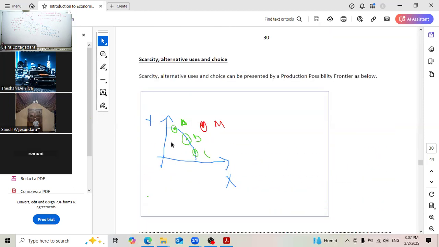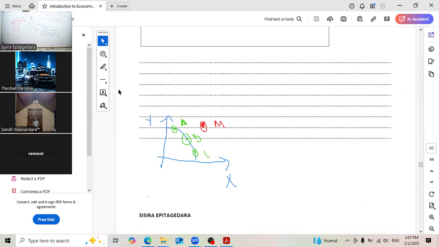Sorry, this one should be inside the tute box. Then in this space, you can say point M shows the scarcity because the economy is not able to achieve point M. Then you can see A, B, C are alternative uses. The economy has 3 options. Then you can say, final point, the economy has to choose one of them. You can use this space after the box for that point.